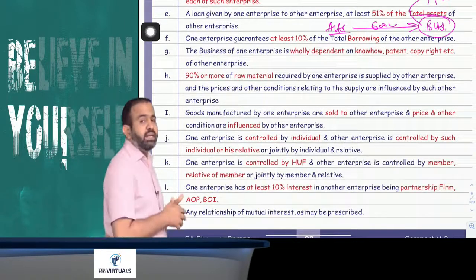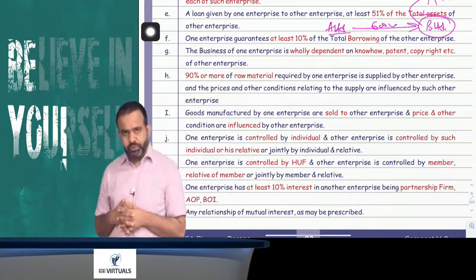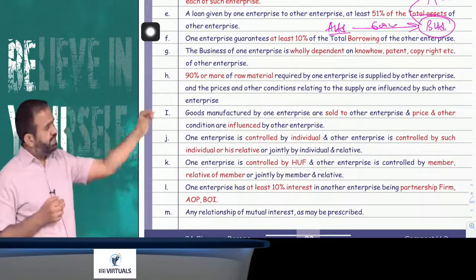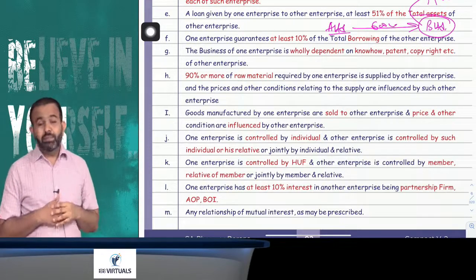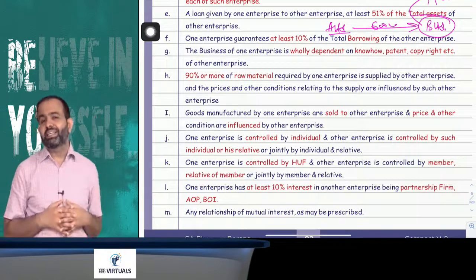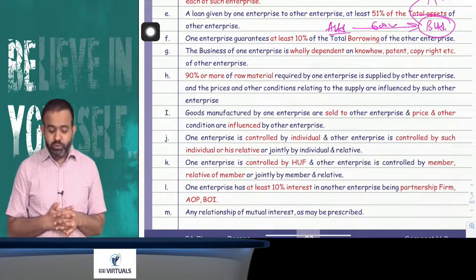Now guys, one point says that suppose one enterprise manufactures goods and sells the goods to another enterprise, and that another enterprise influences the price. Means the price is decided by the buyer here. In that case, both enterprises will be treated as associate enterprises.